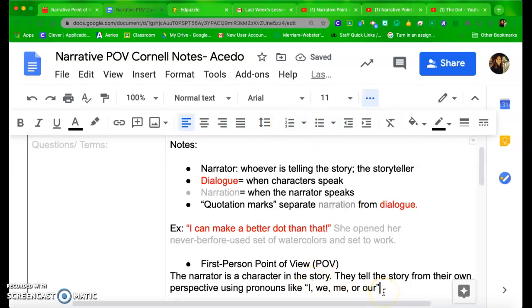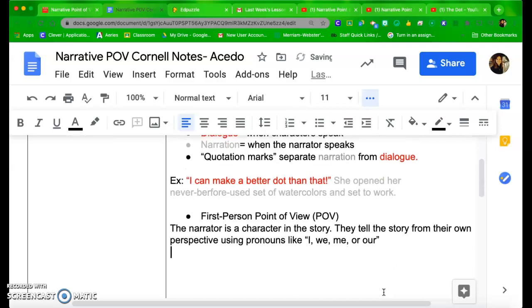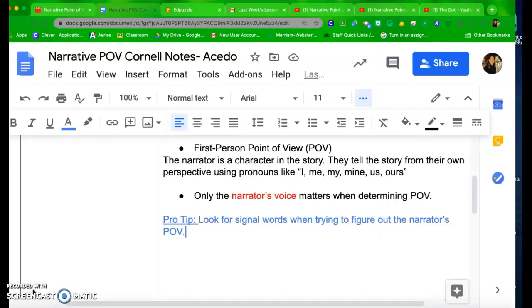Okay, I could put quotation marks around all of that, but first-person pronouns: I, me, we, our. I went ahead and edited my notes because I didn't like how I was writing the pronouns, and I wanted to make sure I included all of them. So the narrator is a character in the story. They tell the story from their own perspective using pronouns like I, me, my, mine, us, and ours. Remember that only the narrator's voice matters when determining point of view.